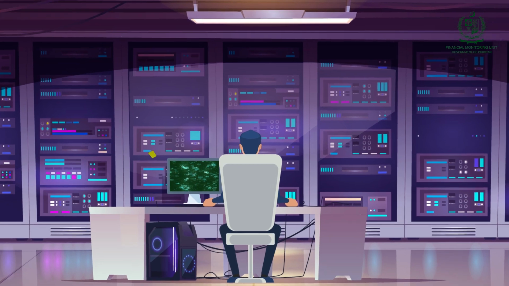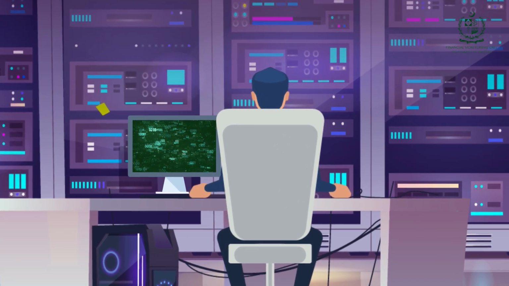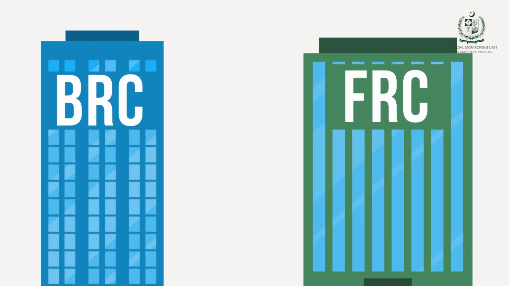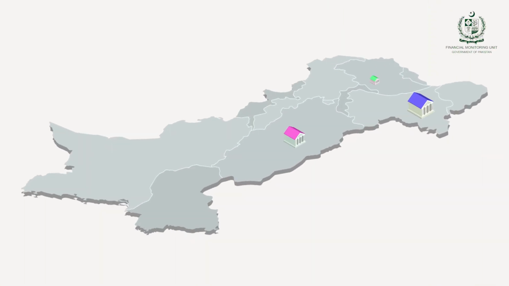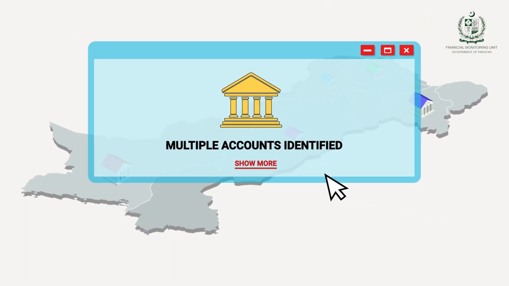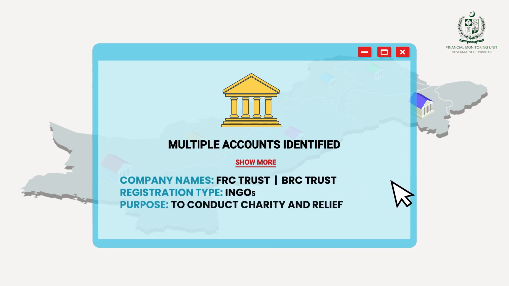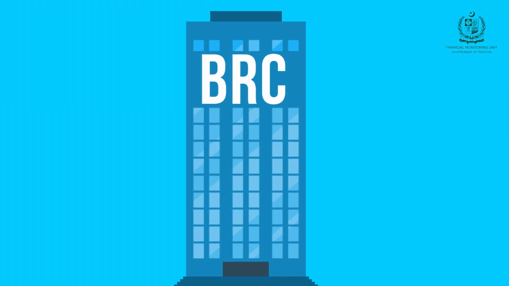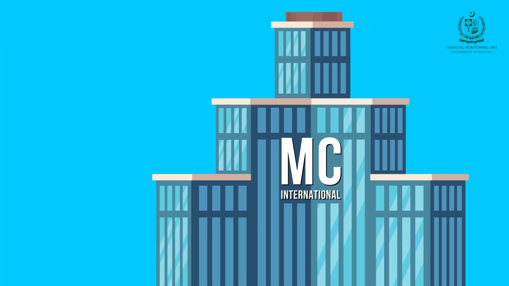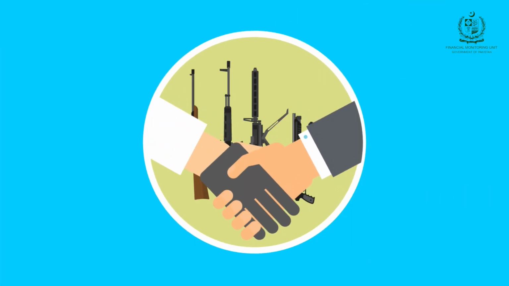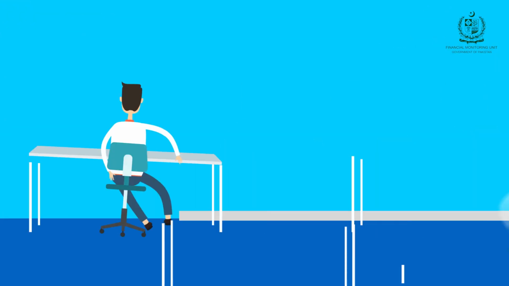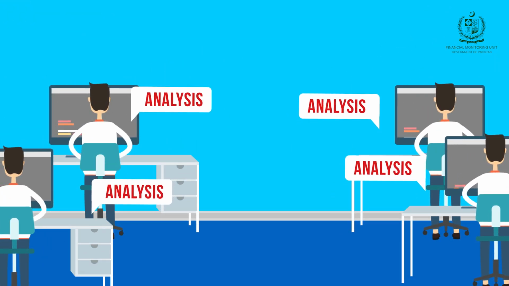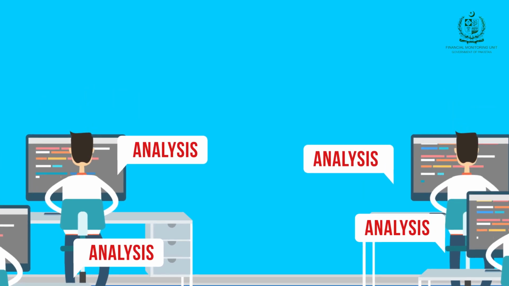FMU conducted the search against the INGOs in the available databases. The search revealed that both the INGOs were maintaining multiple accounts at different banks in Pakistan. The purpose of the accounts was to conduct charity and relief-related activities for Afghan refugees and IDPs. Databases search revealed that BRC Trust was the subsidiary of MC International, which was suspected of having links with terrorist organizations. FMU expanded the horizon of its analysis and the transactions were scrutinized by a team of experts.